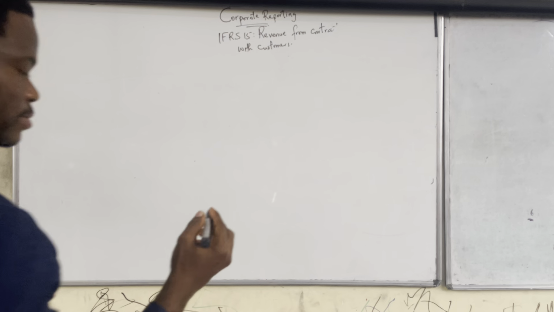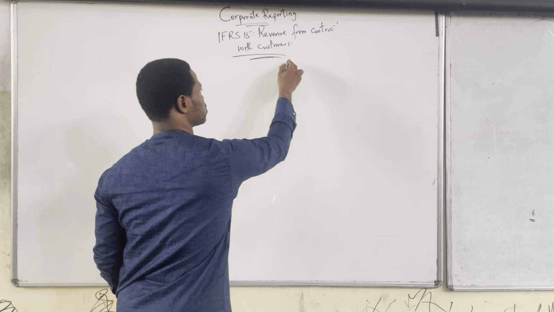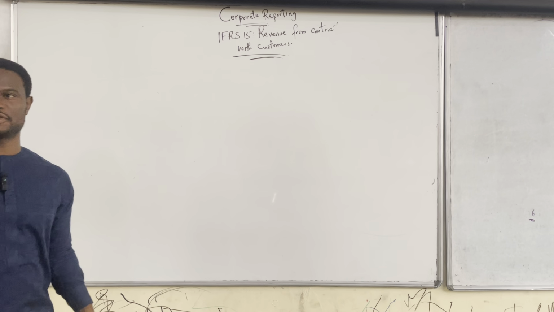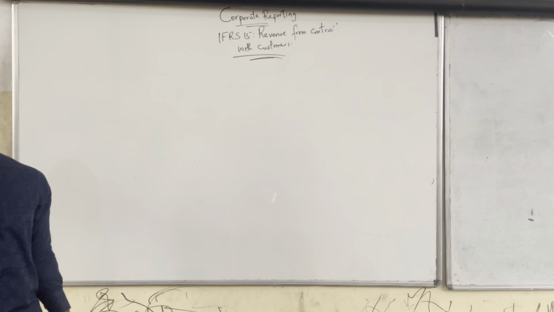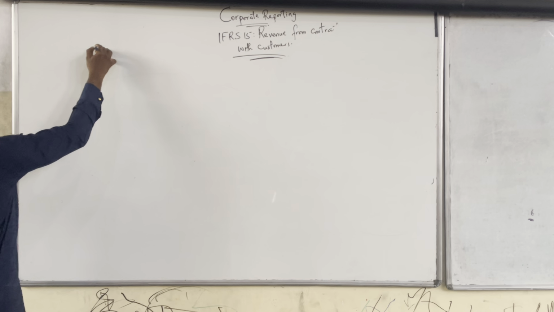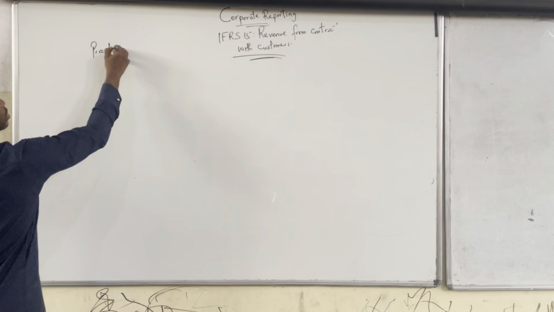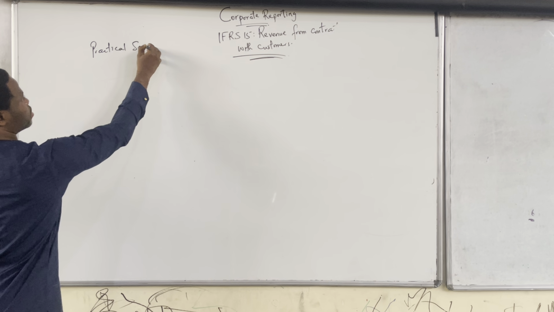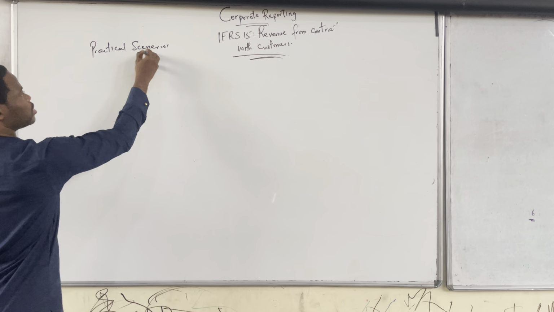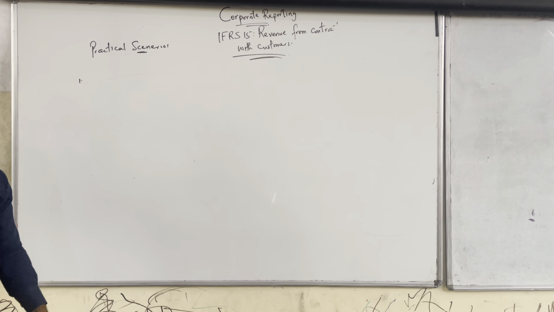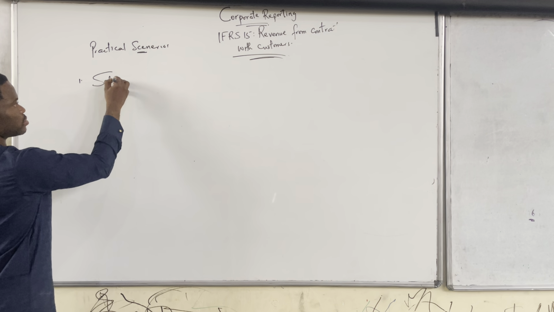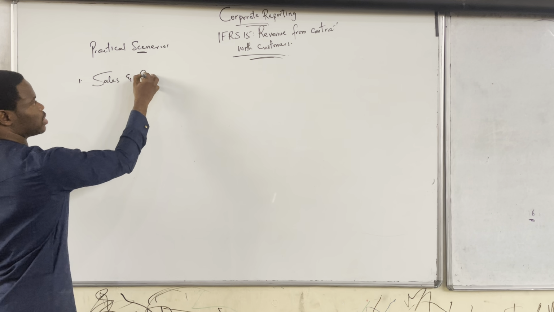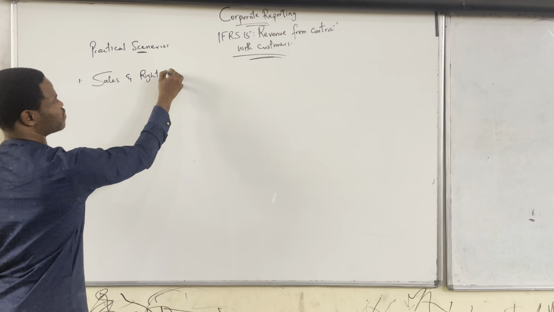Okay, so let's continue. Now, let's look at 5 practical scenarios when it comes to revenue recognition. The first practical scenario we are going to look at is what we call sales and right of return.